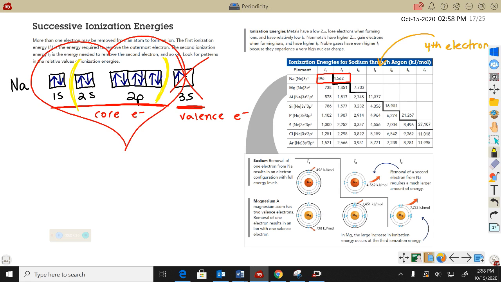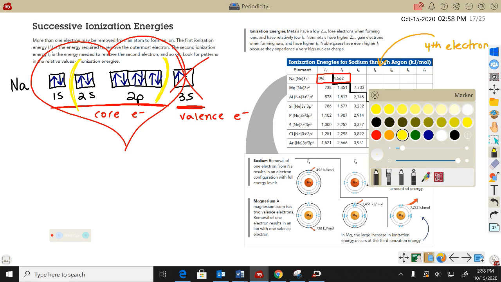It's just that now the outer level is the second. And they kind of show that in a Bohr model down below this table, where we're going to add 496 kilojoules to remove that outer electron. But then when I get here, this is stable.